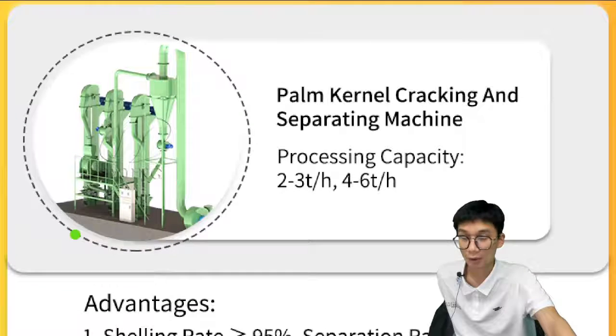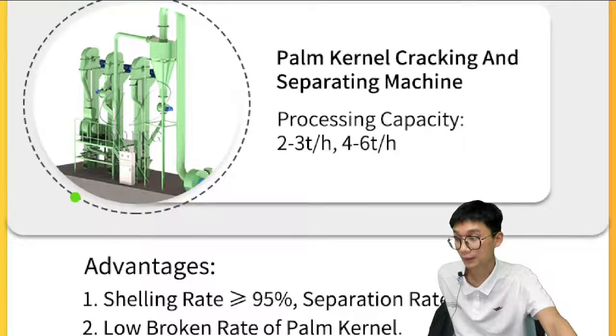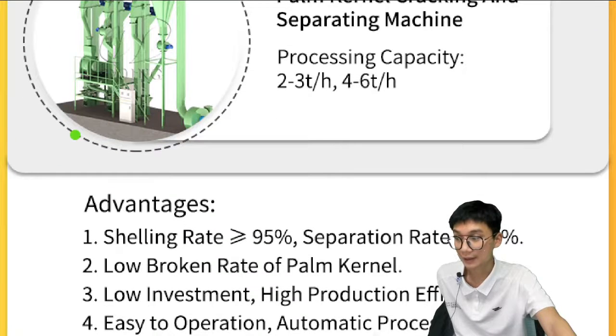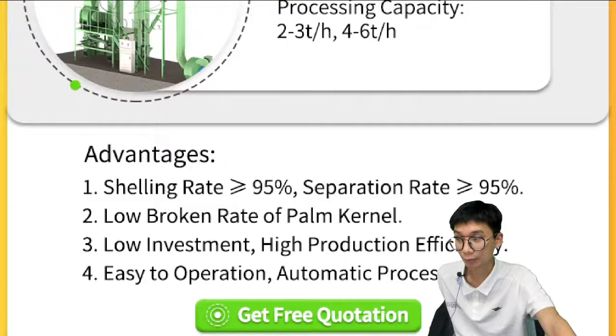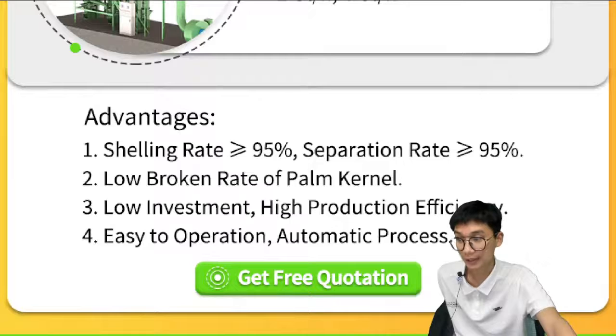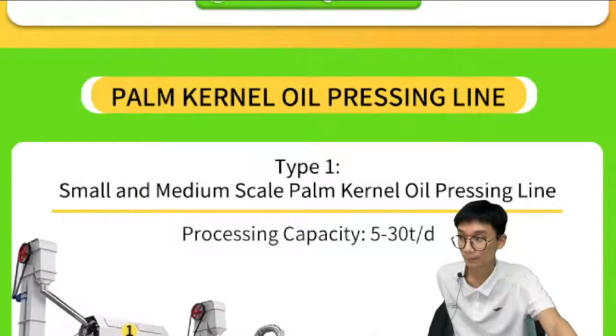From 2 tons per hour to 6 tons per hour, we can provide all of that equipment. The shelling rate is above 95%. The separation rate is also above 95%. It has a low breaking rate of the palm kernels, low investment, high production efficiency, easy operation, and automatic process.